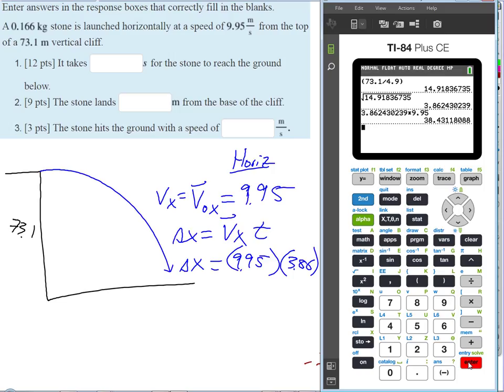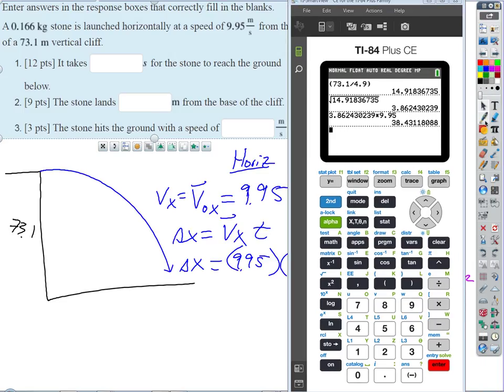So we can fill some things in. This one was 3.86 seconds. This one was 38.4. It was 3 sig figs, yeah, meters. And then what about the speed? Last part.